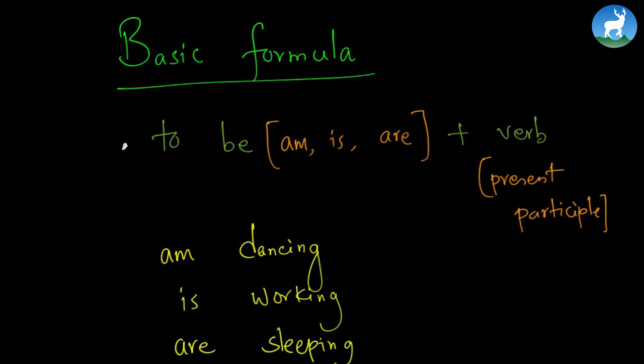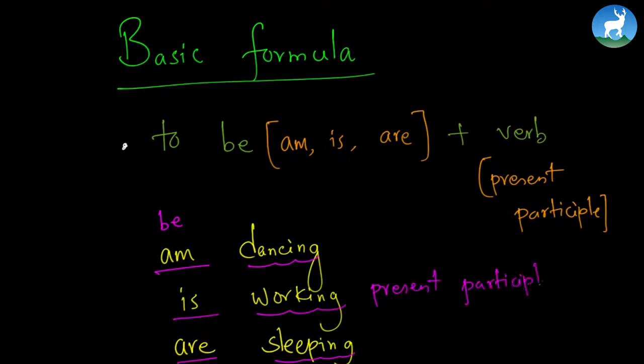So if you look at these examples, in the first section, this is the be verb, am, is, and are, and these are what we call the present participle. Present participle is also known as V4 or sometimes the VING. So the V4 or VING is the present participle, and words like dancing, working, and sleeping are the present participle. So this is the basic formula.